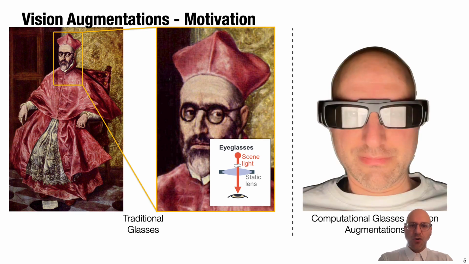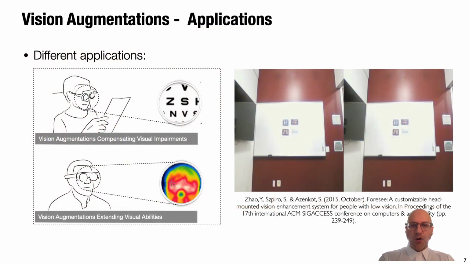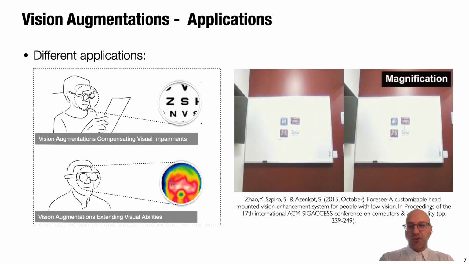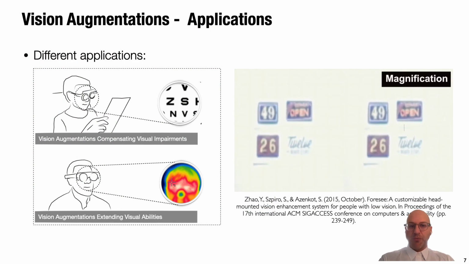The general idea of vision augmentations, sometimes also referred to as computational glasses, is to now replace the static lenses with computerized versions or programmable optics. And the idea is that with these programmable optics, we can change the appearance or our perception of the environment in quite dramatically different ways and extend what we can do. Over time, we have seen lots of applications for these vision augmentations, and we usually would group them into two big areas.